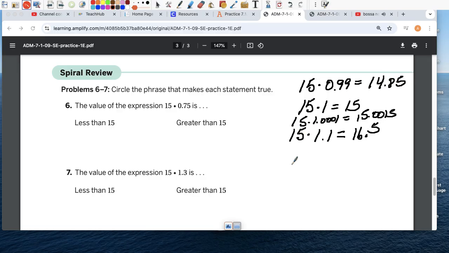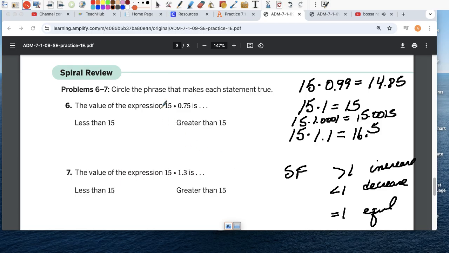So remember when we were talking about scale factors. If you multiply by anything that is greater than 1, it will increase, right? If it's less than 1, your scale factor will decrease, and if it's equal to 1, it will be the same. So 15 times 0.75, where does that fall? Well, 0.75 is less than 1, so your answer is going to be less than 15. This one, the value of the expression 15 times 1.3, well, if it was equal to 1, it'd be 15, but since it's greater than 1, it's going to be greater than 15. Okay.